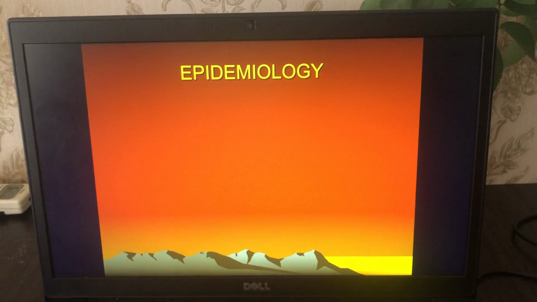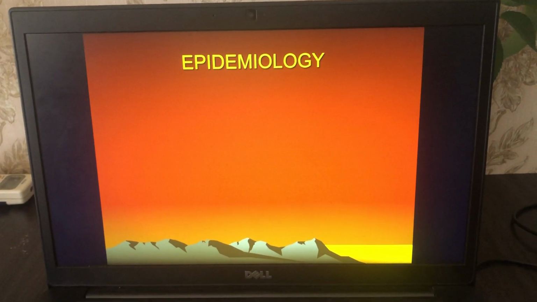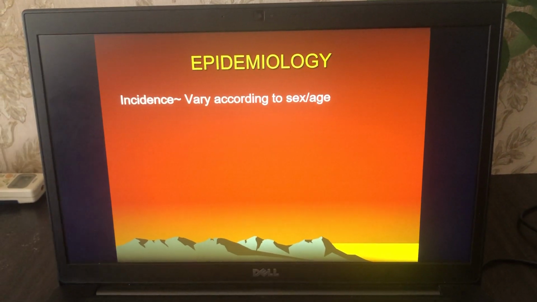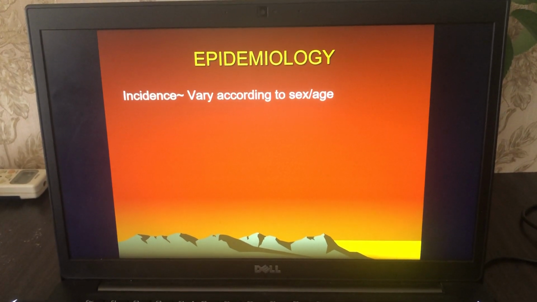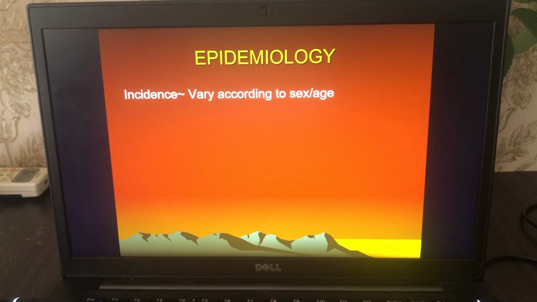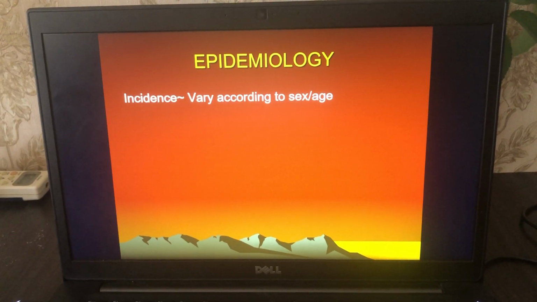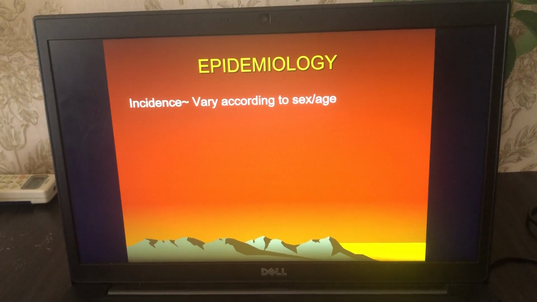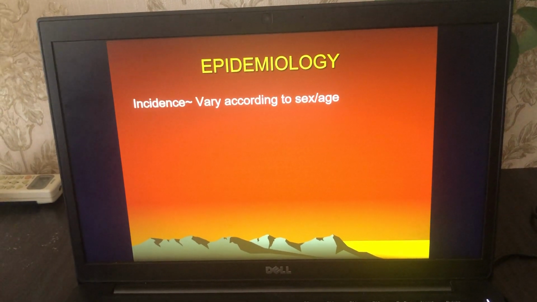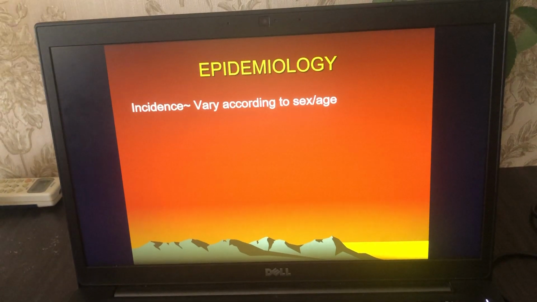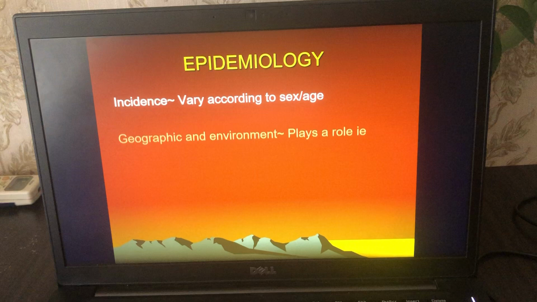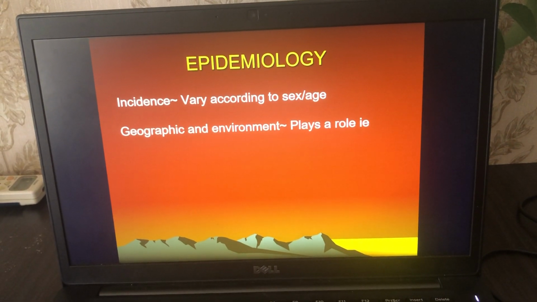Okay, now that we've talked about the differences between the benign and the malignant ones, let's see the epidemiology of neoplasm worldwide. Now, the incidence varies depending on sex and age. So, depending on what type of neoplasm it is, it has different incidence in different sexes. That means sometimes males get different types of neoplasm compared to females, and older people tend to get different types of cancers or neoplasms compared to the younger generation. And geographic environment also plays a role.